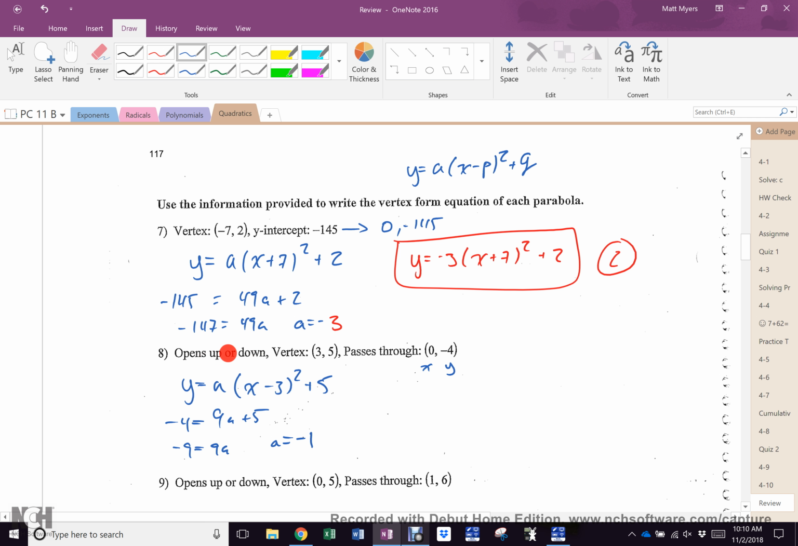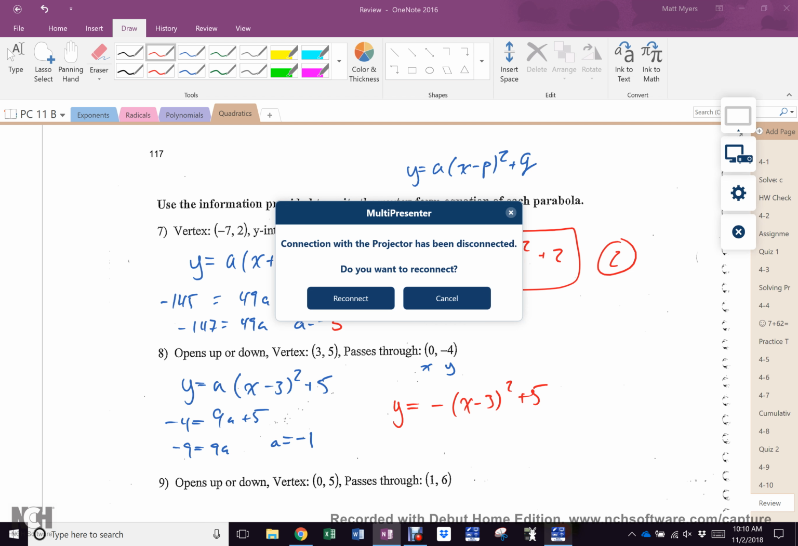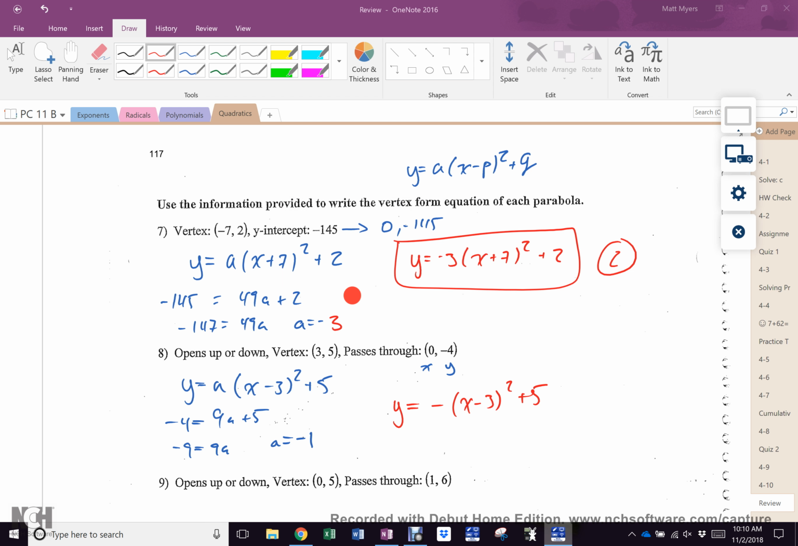I said it opens up or down, though. So my final answer is y equals negative (x minus 3) squared plus 5. That will open it downwards. That will open it downwards, yes? Downwards, yes. But I said it could open up or down, so this is down. It would make it open up if you make it positive.